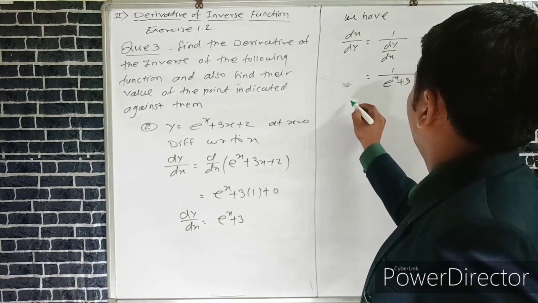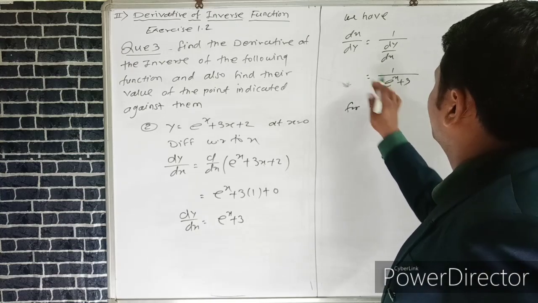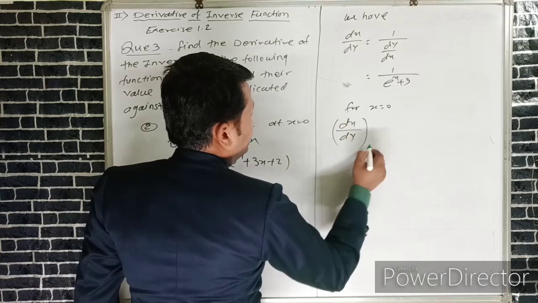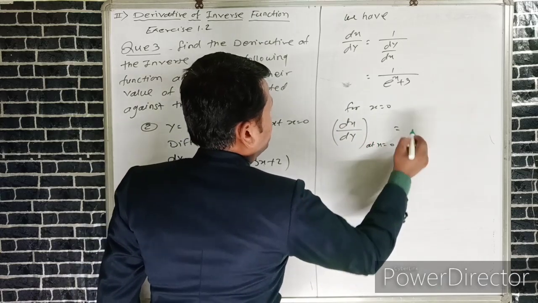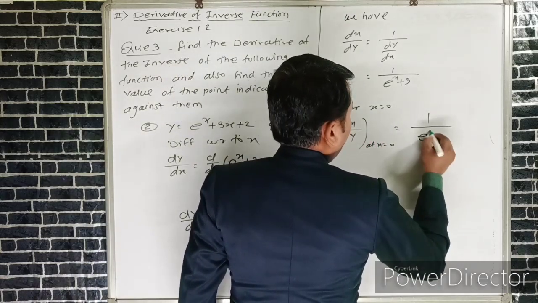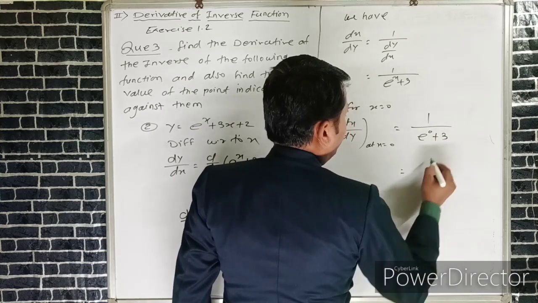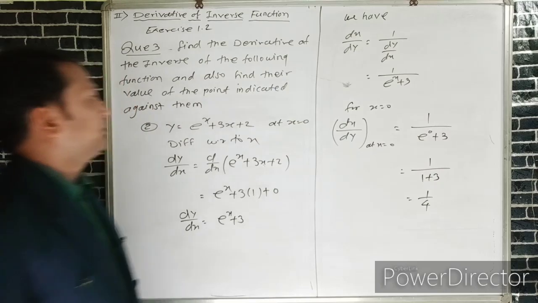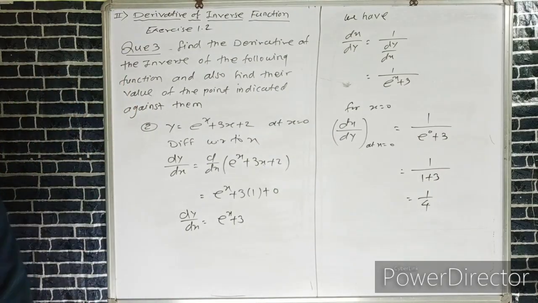Here, for the value of x = 0, we can find dx/dy at x = 0, which is 1/(e^0 + 3). We know that the value of e^0 is 1, plus 3 is 4, so it is 1/4, which is the required value at the indicated point.